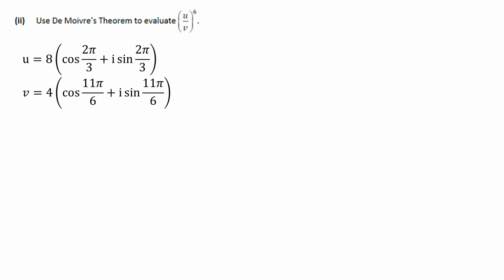So part 2, use de Moivre's theorem to evaluate U divided by V all to the power of 6. I've just pulled in U and V from our previous question. And just to save rewriting it, effectively what we're being asked is to take the two of these, divide them and put that to the power of 6. So we have a shortcut for division. Shortcut is super handy. That shortcut only works when they're in polar form.